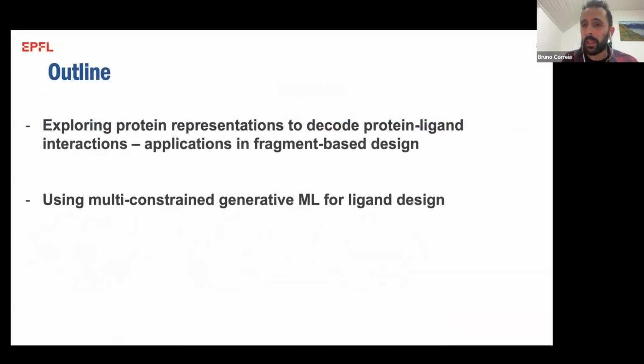So as I told you, I will start just by telling you how we've been exploring different protein representations to understand protein-ligand interactions and how we have applied this for fragment discovery. And then also, in the second part, it's going to be about this multi-constraint problem for molecular generation.